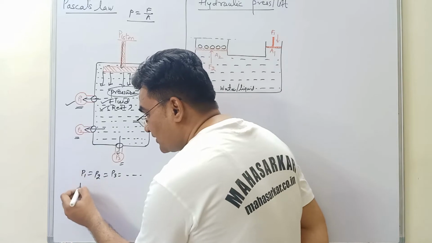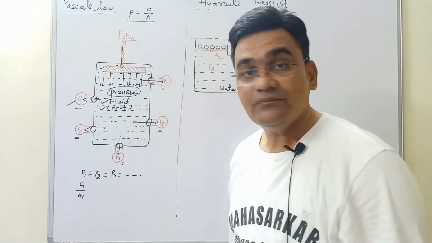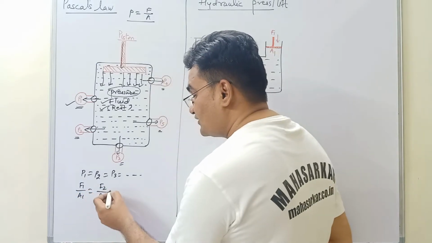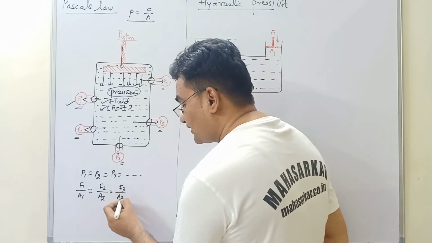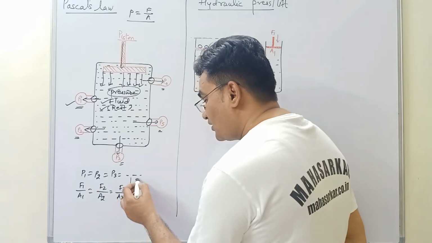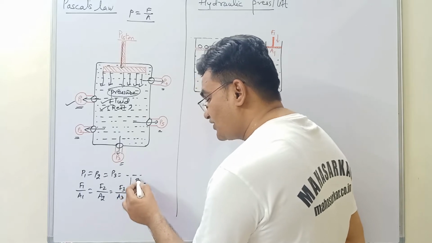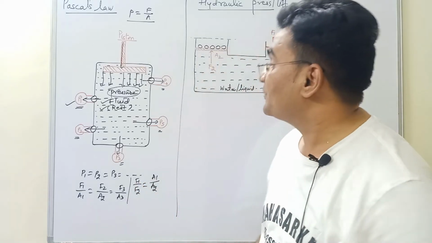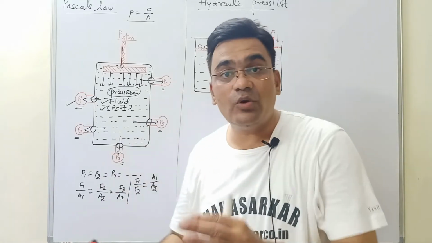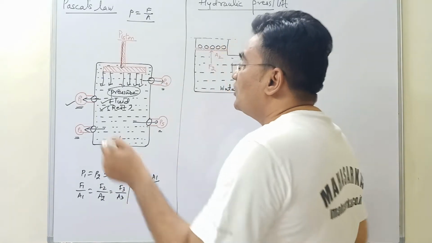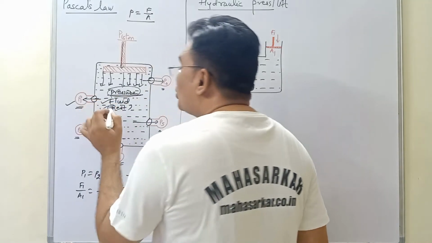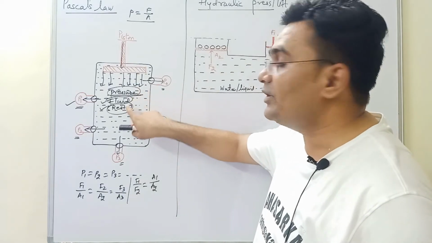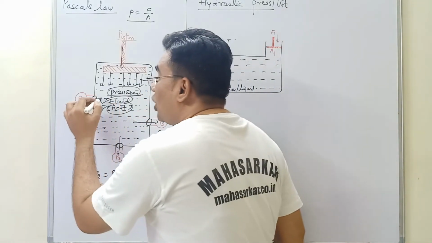But what is the formula for pressure? It is force upon area for the first case is equal to force upon area for the second case is equal to force upon area for the third case. Or I can write this statement: the ratio of forces at these two points is equal to the ratio of areas at those two points also. So this is Pascal's law. If I want to state Pascal's law in very simple words, we have applied pressure to the fluid which was at rest. Pressure applied to the fluid at rest is transmitted in all parts of the fluid.